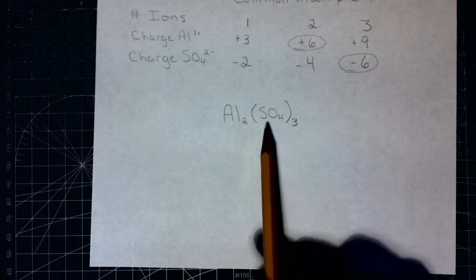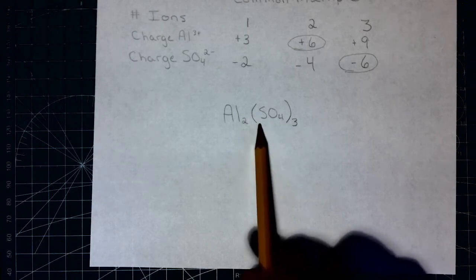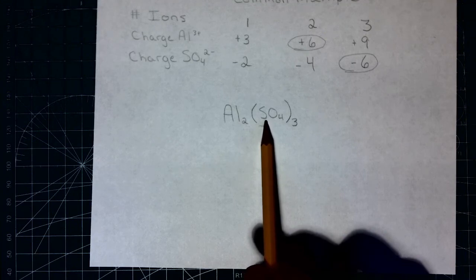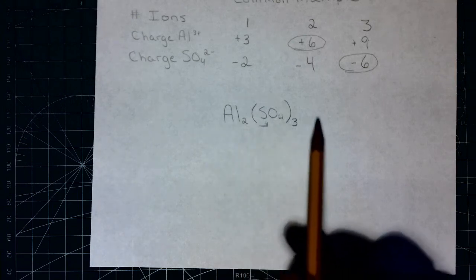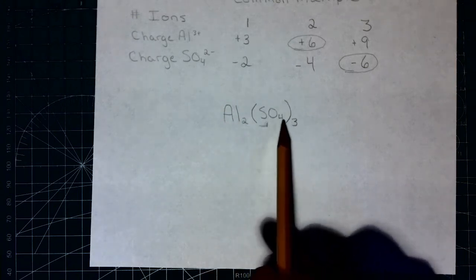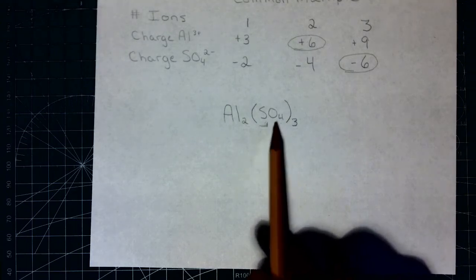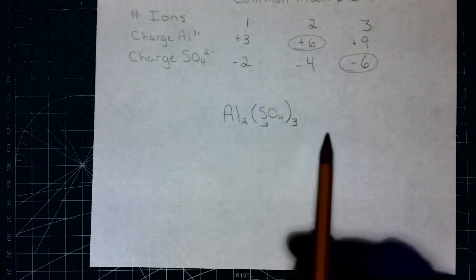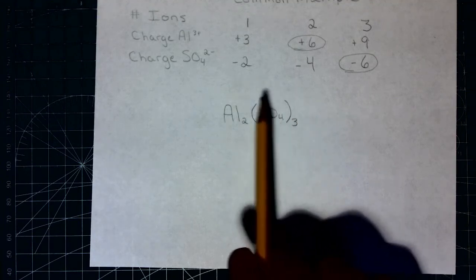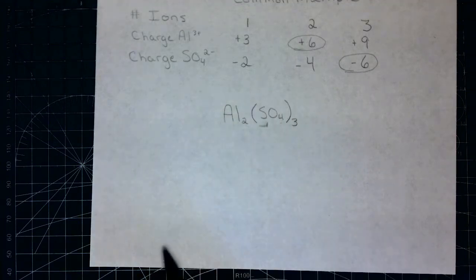If I wanted to ask you how many sulfur atoms I had, what you're going to do is take this 3 and multiply it by the 1 that's presumed right here. And you're going to say there are 3 sulfur atoms in this molecule. You would take this 3 and multiply it by this 4 if I asked you how many oxygen atoms there were. So it would be 3 times 4, 12 oxygen atoms altogether in this compound.